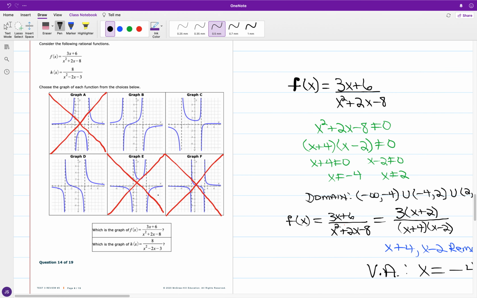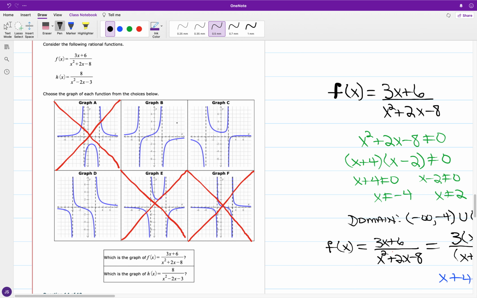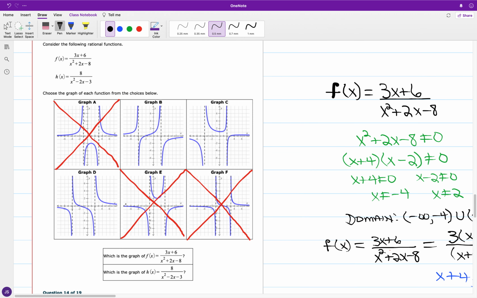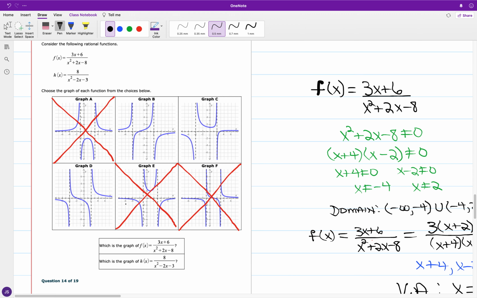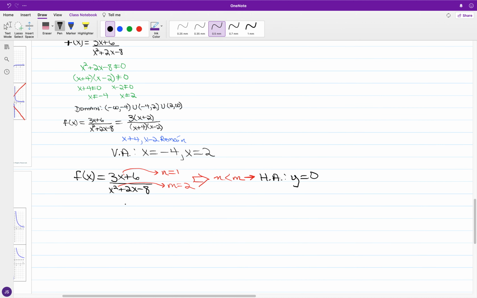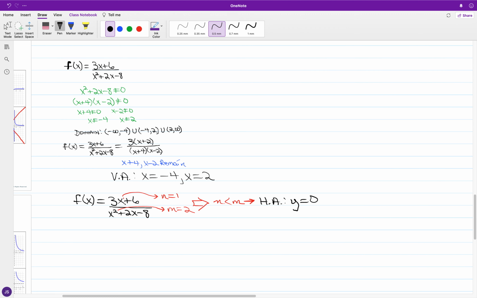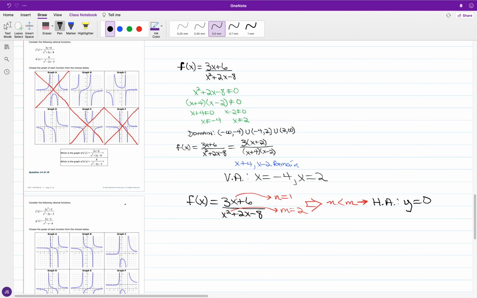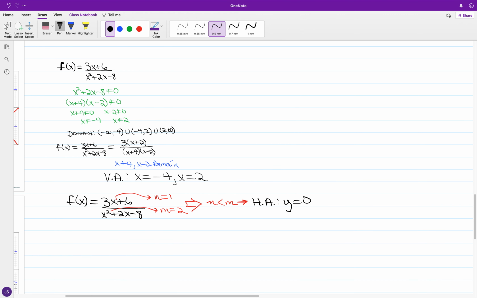It looks like for all of these we still have the same vertical asymptotes, and all of these have the same horizontal asymptote. So we've got the same asymptotes throughout. After the round of asymptotes, you can determine what the y-intercept is going to be.